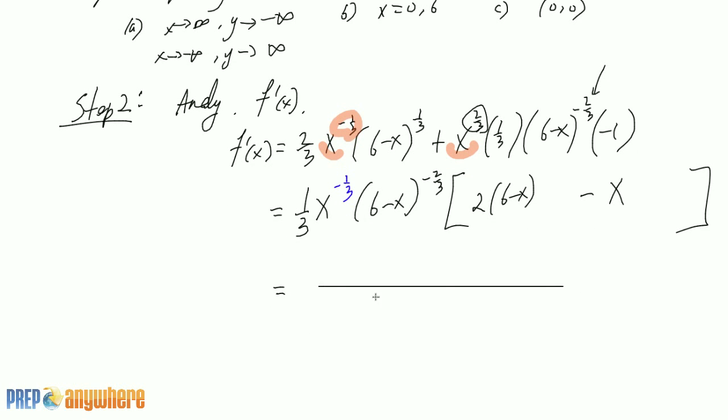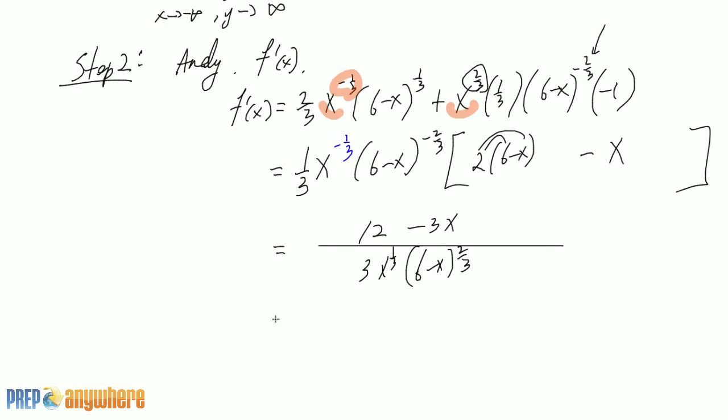The negative exponents go to the bottom. On the top you have 12 minus 2x minus x, that's minus 3x. So you can divide the top and bottom by 3, or minus 3, and you get this: minus of x minus 4, over x to the power of 1 over 3, and 6 minus x to the power of 2 over 3.